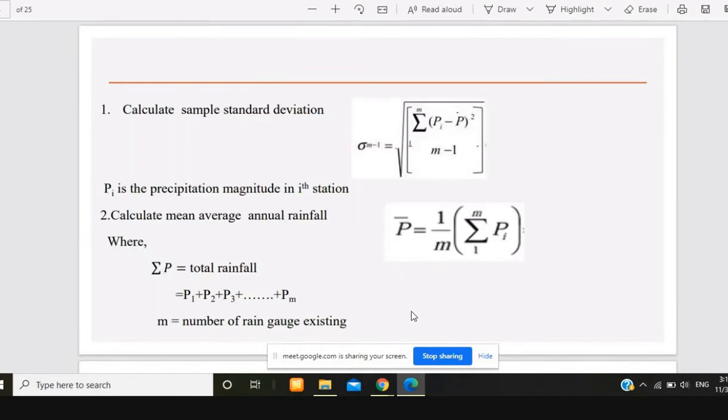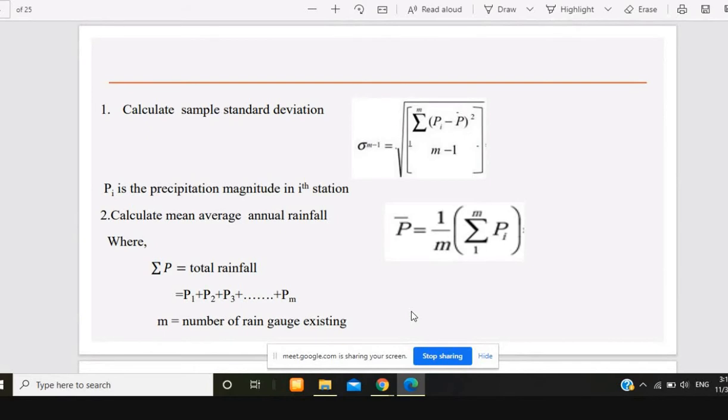If you are asked to find the standard deviation sigma, the equation is sigma(m-1) equals root of the sum from i=1 to m of (Pi minus P bar) the whole square, divided by (m minus 1). That is the equation of standard deviation, and P bar means the mean average annual rainfall. It is given by the total rainfall divided by the number of rain gauges existing in that area. So the optimum number of rain gauges is n equals (CV/E) the whole square.